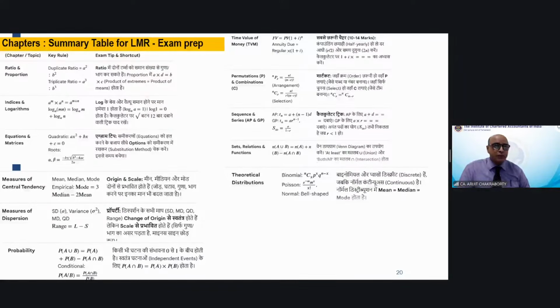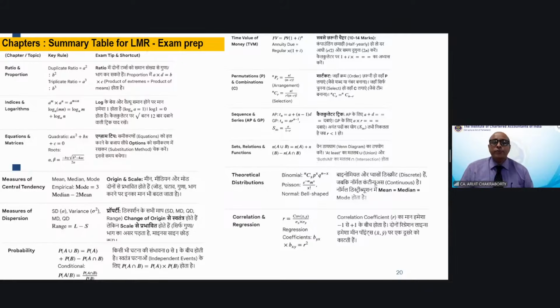So theoretical distribution, please remember binomial, Poisson, and normal. Please remember normal is having a bell-shaped curve. It has zero skewness. Poisson is uniparametric, but both binomial and normal are biparametric. And for normal, therefore, mean is equal to median is also equal to mode.